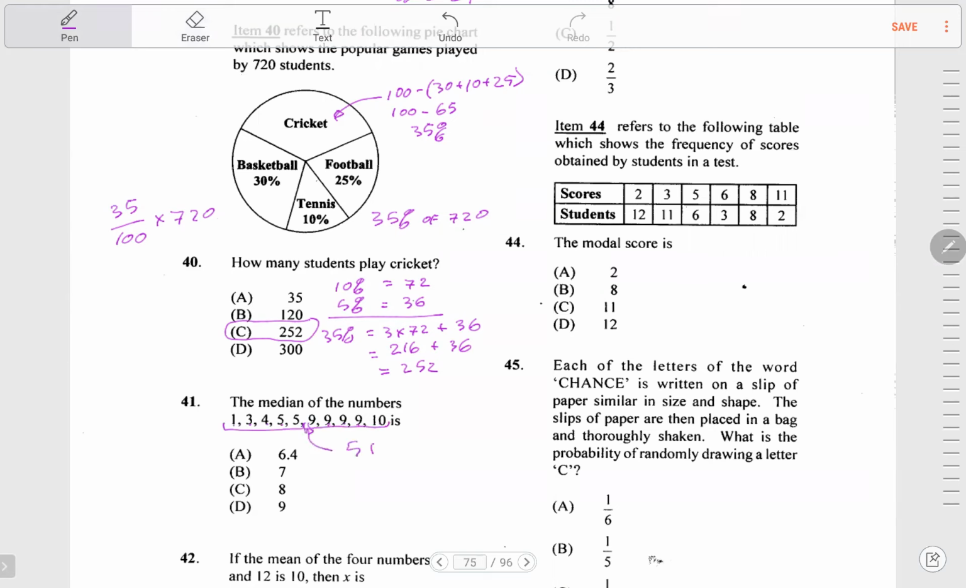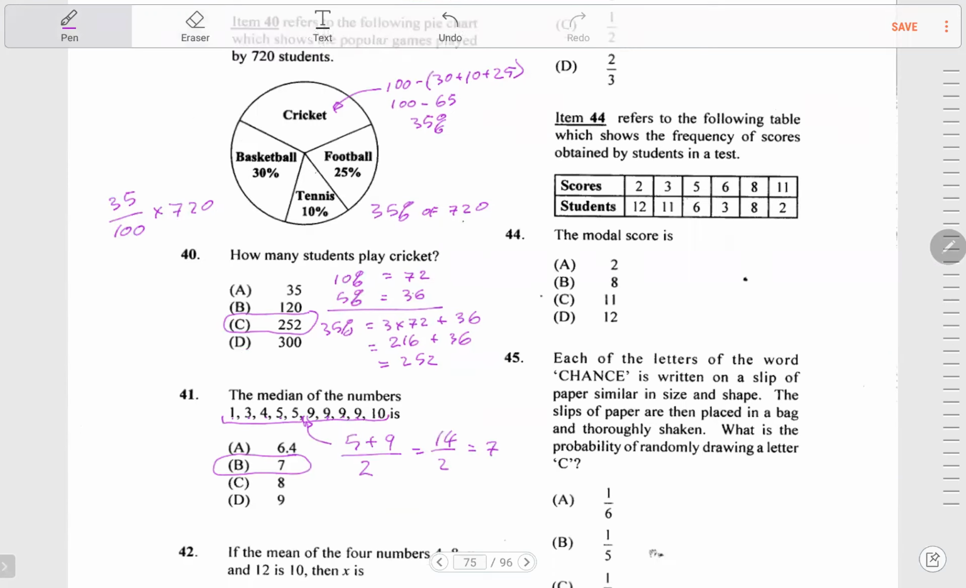Average of the 5 and the 9, which becomes 14 over 2, which is 7. So the median is 7. All right, so that is that.